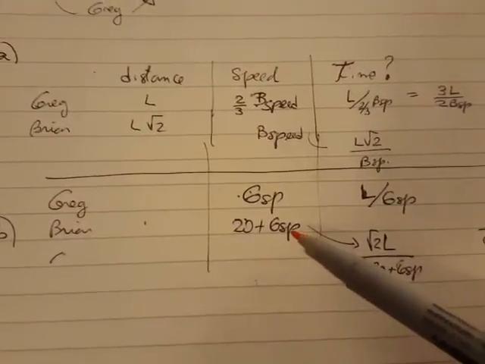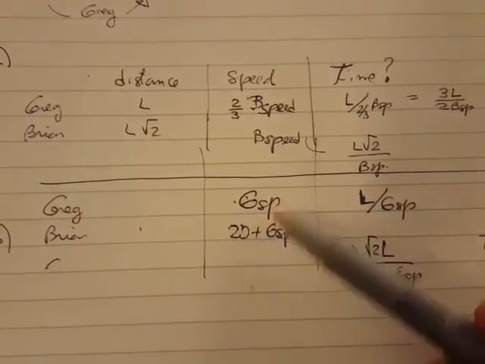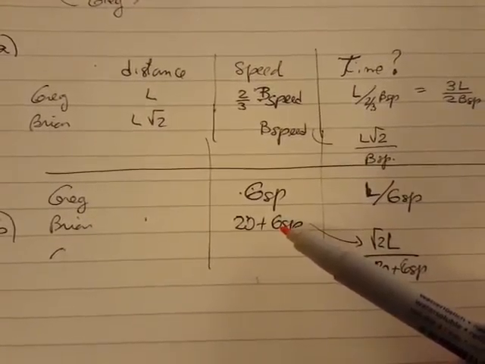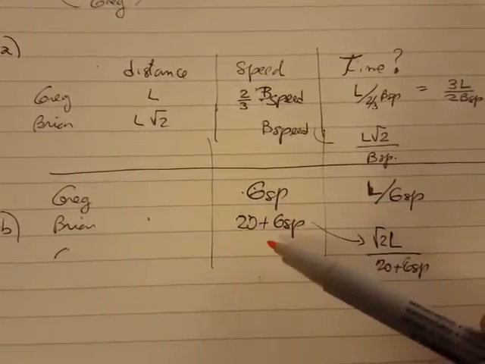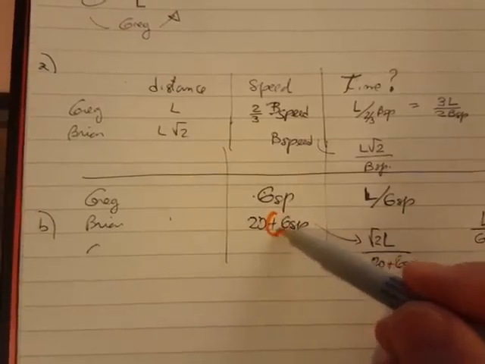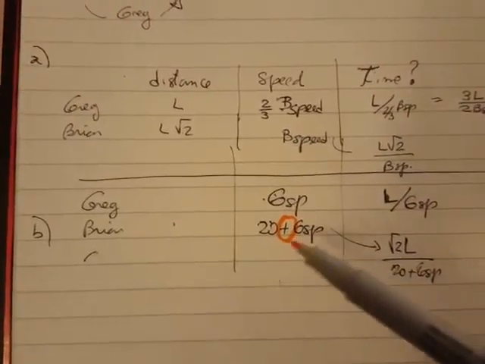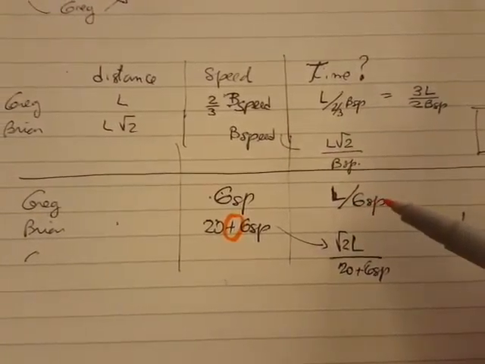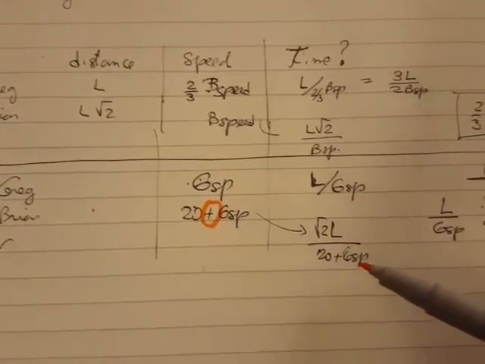So that's good. On the other side, statement B is telling you that if you add 20 to the speed of Greg, you get the speed of Brian. So they have different speeds, and now we have an addition here. That is the key thing. Because when you compute the same thing, it's L divided by the speed, or square root L divided by the speed.